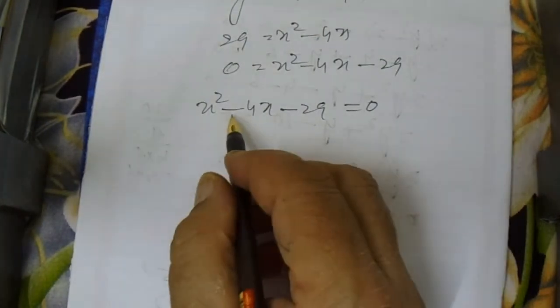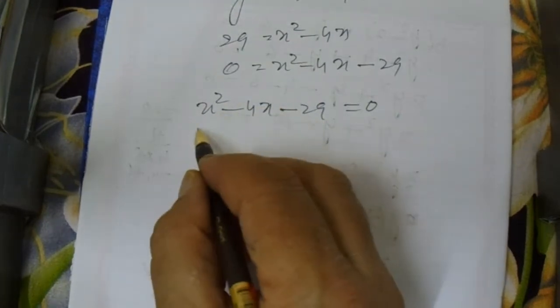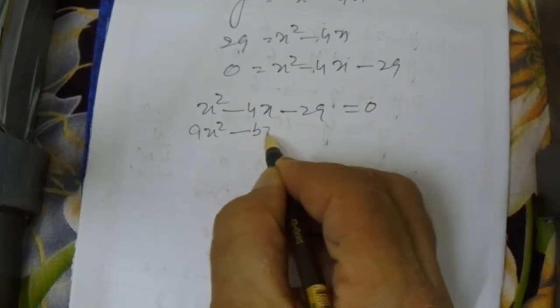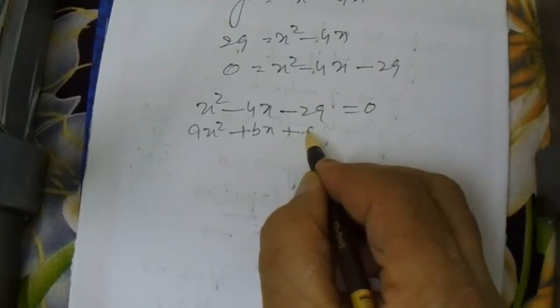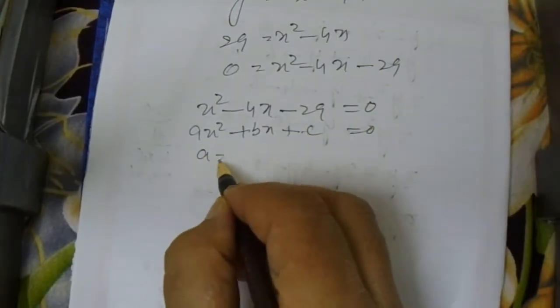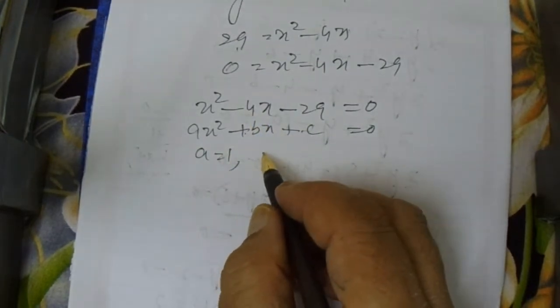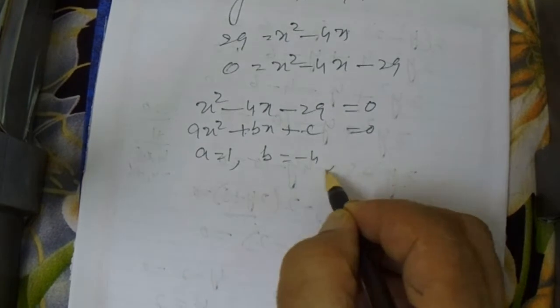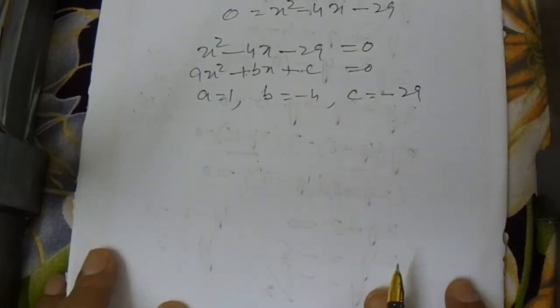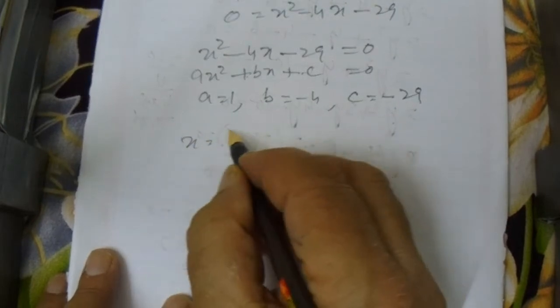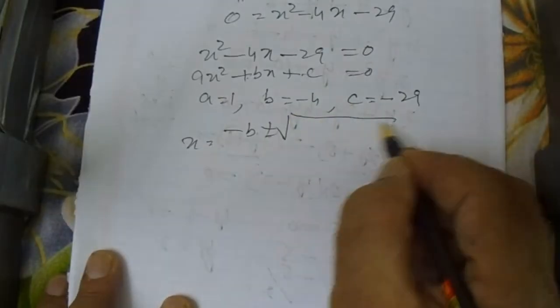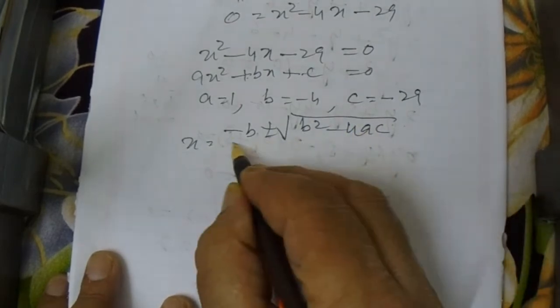Now if we cannot make the factors of this, we write here ax square plus bx plus c is equal to 0. Comparing this and this, we get a is equal to 1, b is equal to minus 4 and c is equal to minus 29. We write the formula of the quadratic equation: x is equal to minus b plus minus square root of b square minus 4ac over 2a.